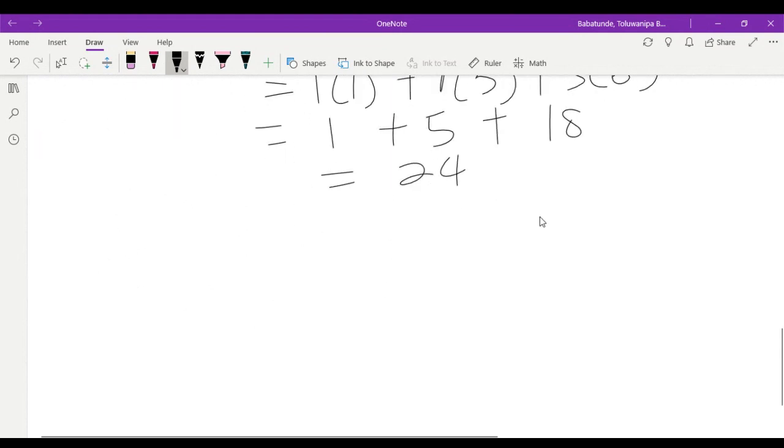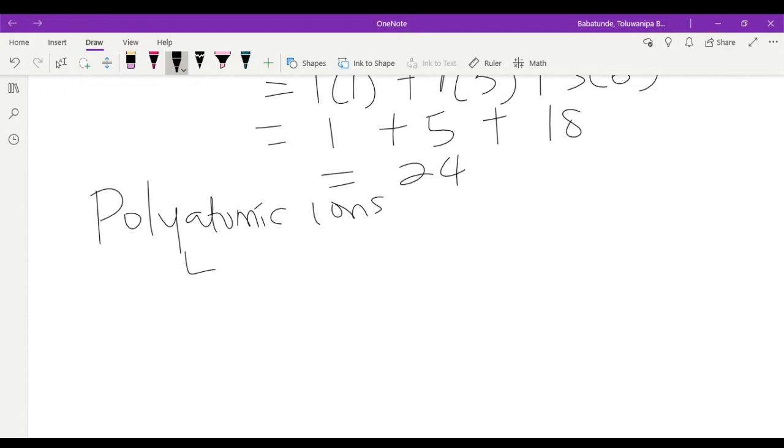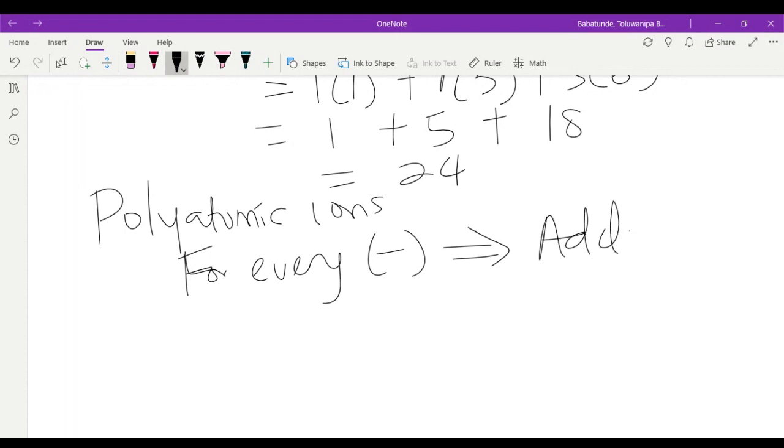We can also find total valence electrons for polyatomic ions. In this case, for polyatomic ions, we have to remember something. For every negative, you add. For every positive, you're going to subtract.